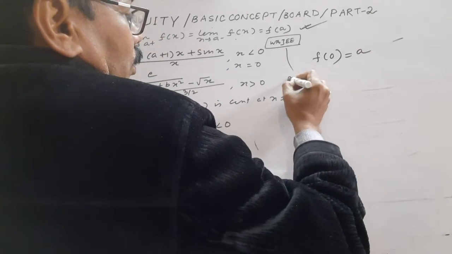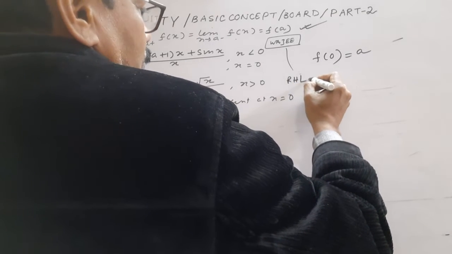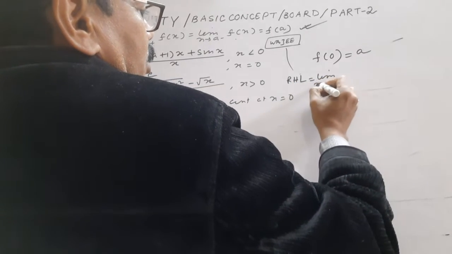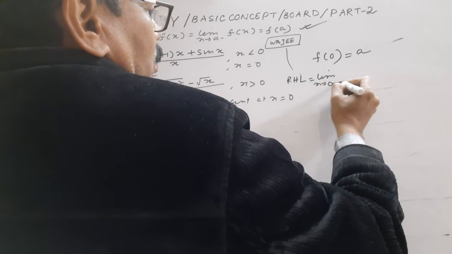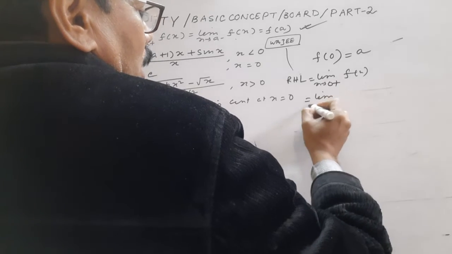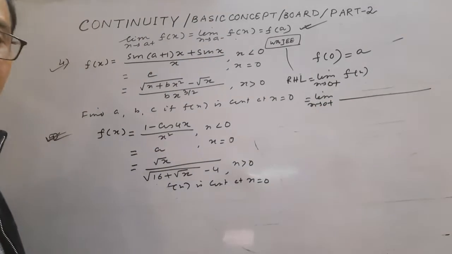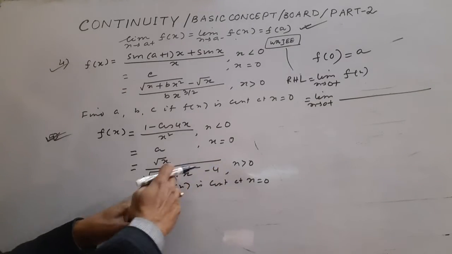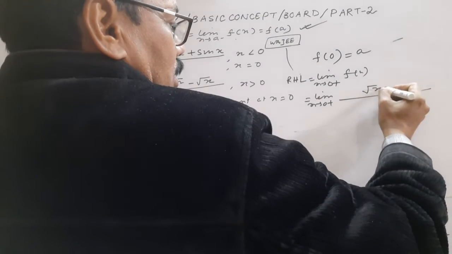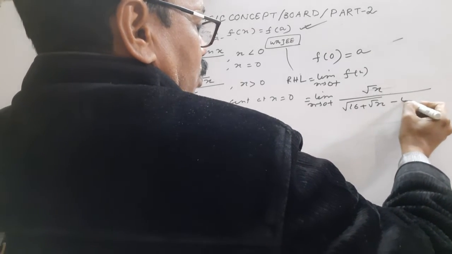Then we calculate RHL, which equals limit x tends to 0 plus f(x). Now what is 0 plus? For 0 plus, what is f(x)? Root x by (16 plus root x) minus 4.